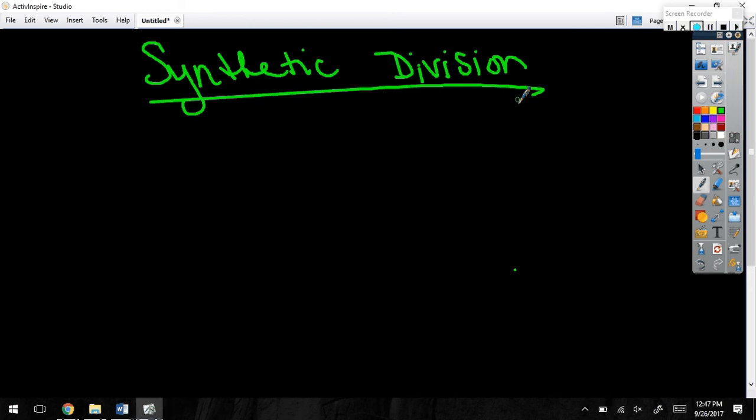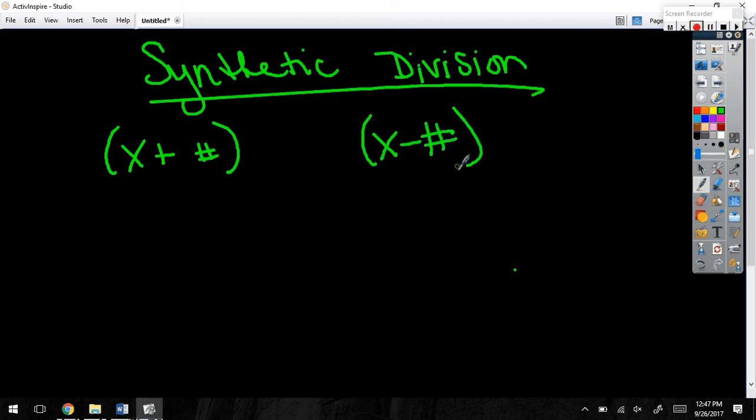Those scenarios are when you are dividing by x plus a number or x minus some number. And we generally call that number k. That's the variable we generally use. Only when you're dividing by this does it work. Not x squared plus 3, not 2x plus 4, but just x plus or minus some number can you use synthetic division, okay?